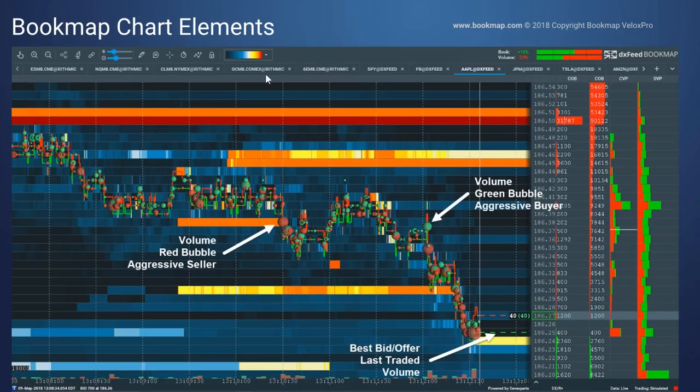Let's go over some of the other chart elements here. These dots here are volume that transacted on the best bid and offer. Just lost volume. Really? Can everyone hear me?